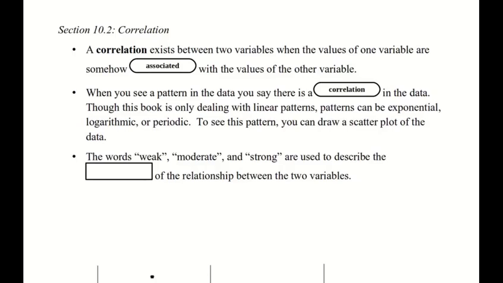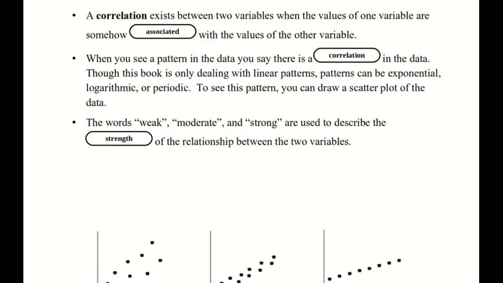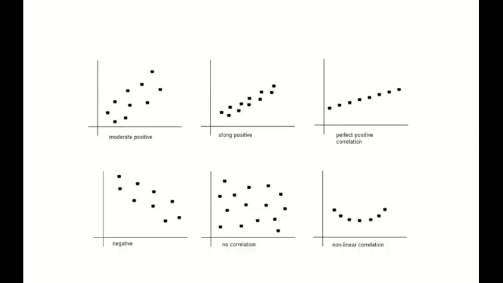The words weak, moderate, and strong are used to describe the strength of the relationship between two variables. So let's look at some scatter diagrams. All three of the scatter diagrams in the top row have a positive correlation. That means that as we go to the right, the height goes up. In other words, a positive slope. The first shows a moderate positive correlation. There is certainly a positive correlation, but the data is somewhat widely distributed about that increasing trend. You can imagine the residuals being fairly large for that one.